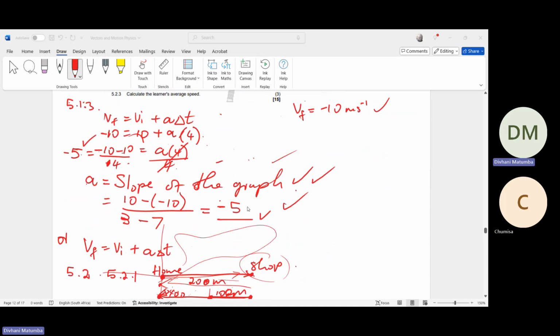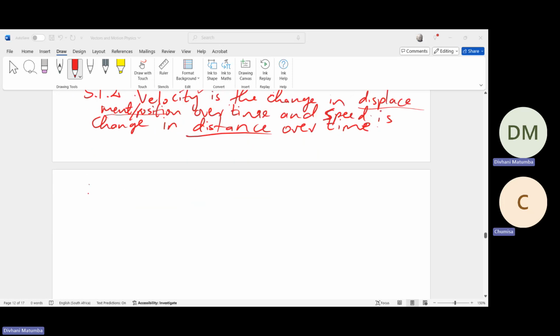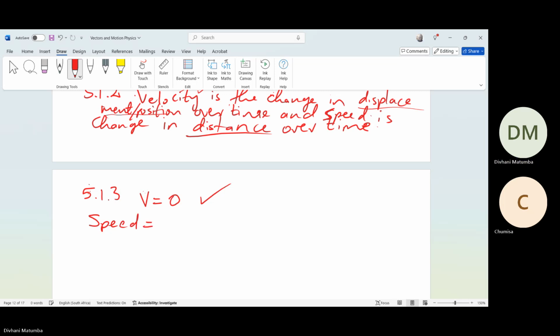But I see where you are coming from. I see why you're saying 0. The velocity, you are right. It's 0. I agree with you. Velocity. Now we are talking about the speed. The speed can be 0. The velocity is 0 because the change in position was 0. So the change in position divided by 4 minutes gave you 0.